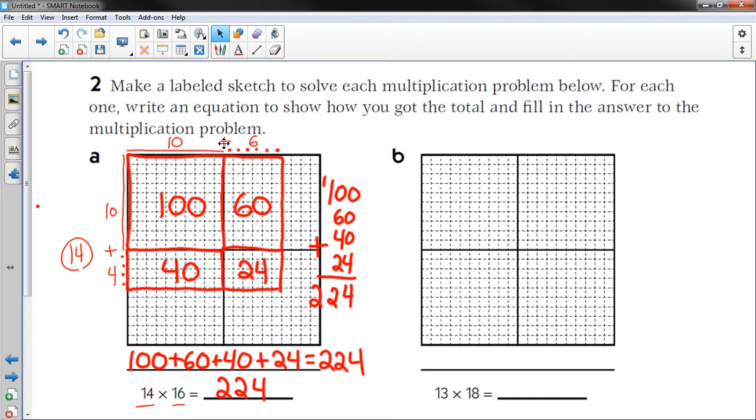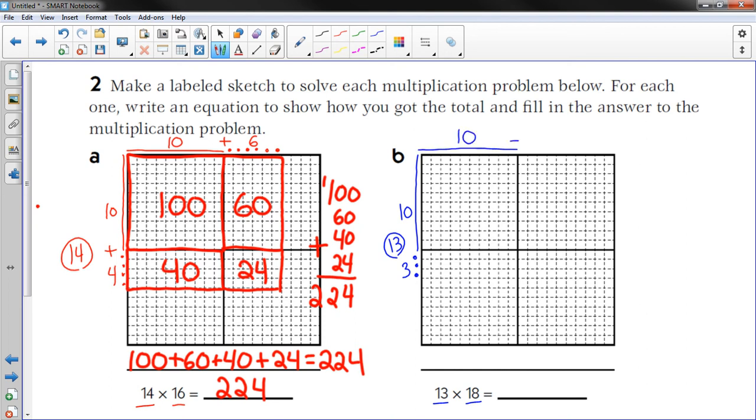I think I'll do it in blue. So I have 13. So that's a 10 and 3 of these. That represents 13. And I have 18. So one of these is 10 and 8 of these. This is 8. 18.